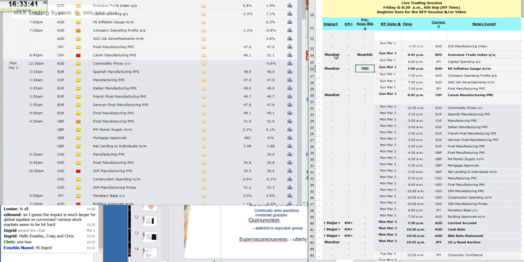Then we have the Chinese Caixin manufacturing PMI, so to monitor and bearish. You see a big difference now. 46 as a forecast against 51 for last month. And usually the forecast is pretty much similar to the previous months with the Chinese news.